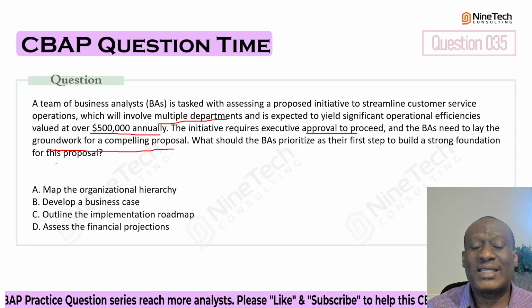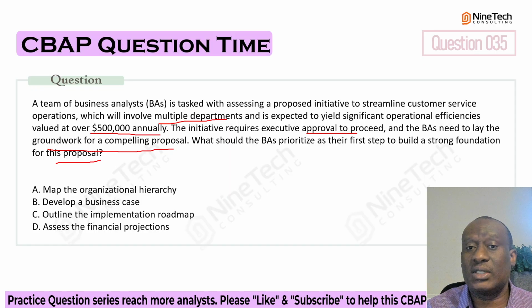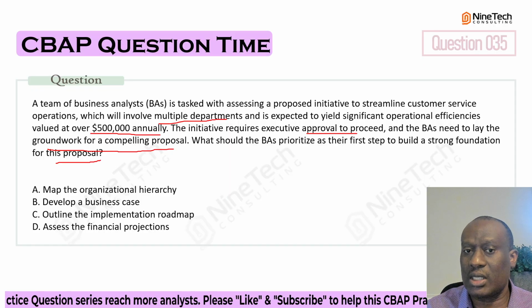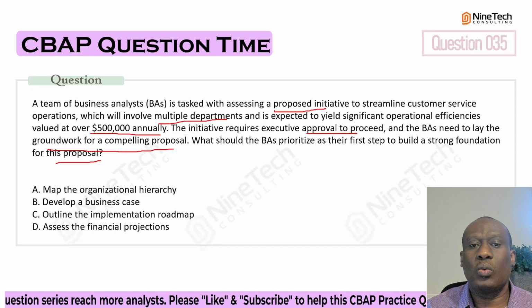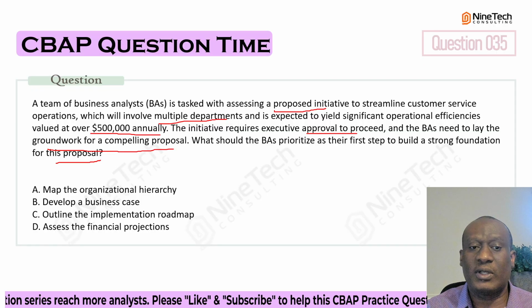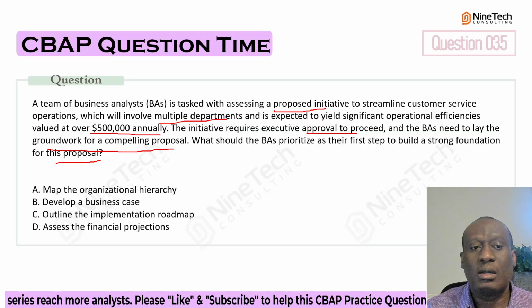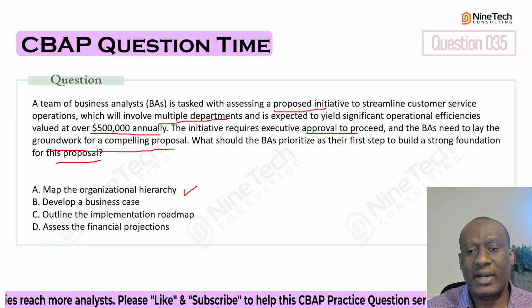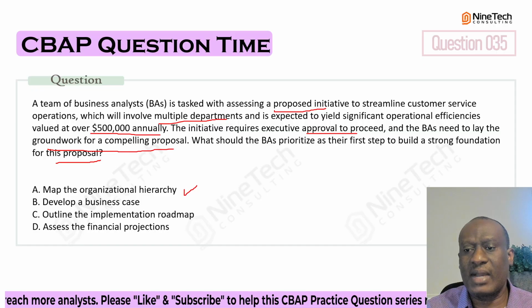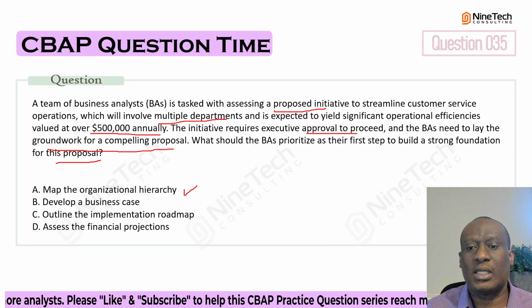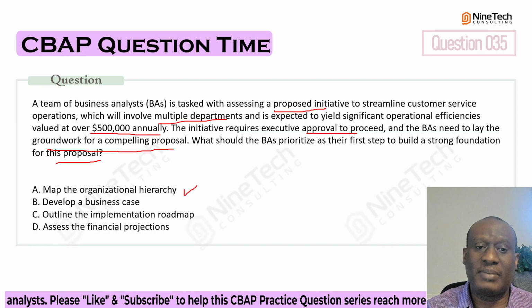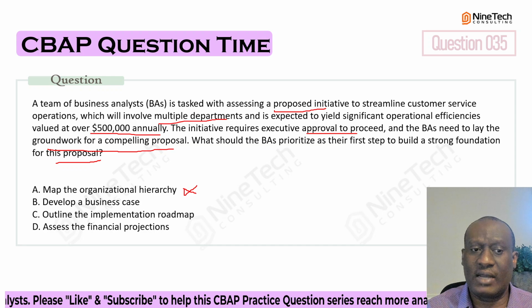What should the BA prioritize as their first step to build a strong foundation? So you see, we are still in proposal stage. The project has not started. So I need you to take note of that. Remember, it's a proposed initiative. So what should be the first step for the BA? A, map the organizational hierarchy. Yeah, map the organizational hierarchy. It's important, but there has to be something better. So I will just put this at this for now.